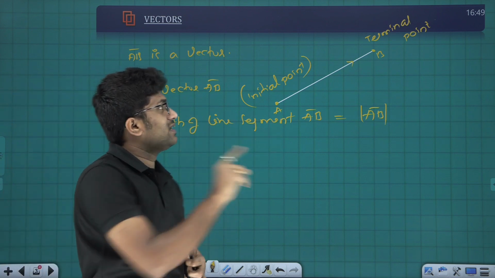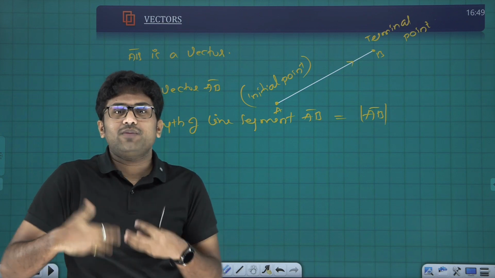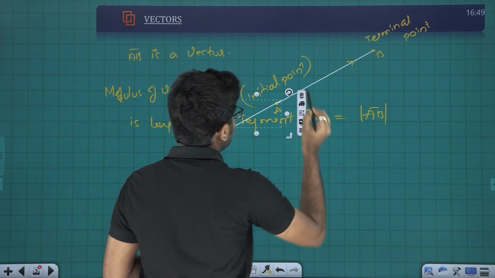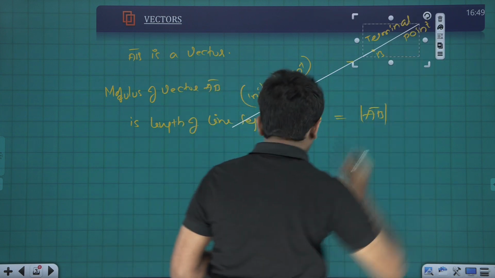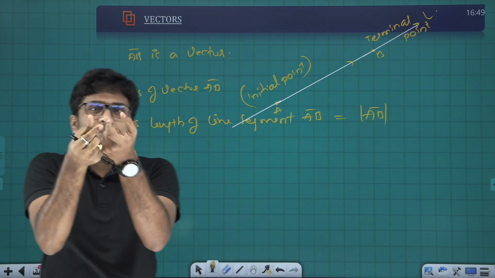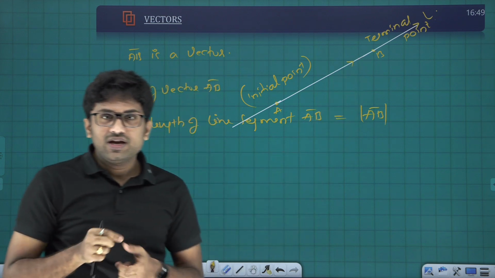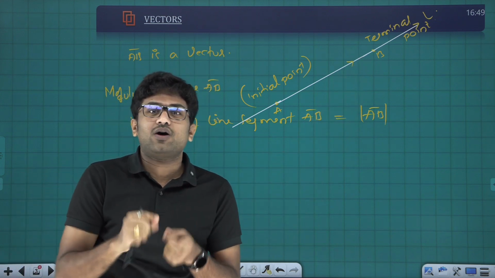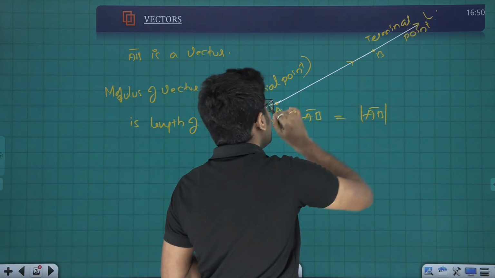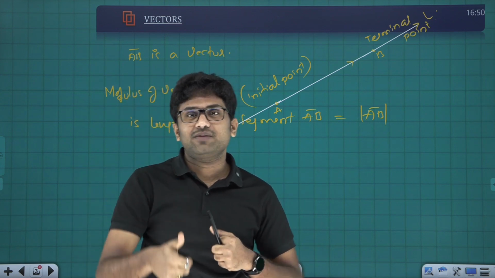Okay, so AB bar is a directed line segment. Now every line segment is derived from a source, from a line. Let's say it is derived from a line L. There is one line L. From this line, a portion is taken, and that portion, if we call it line segment AB, then this line L is called the source, or we say support. So this line L is called the source of the vector AB bar, or source of the directed line segment AB bar.